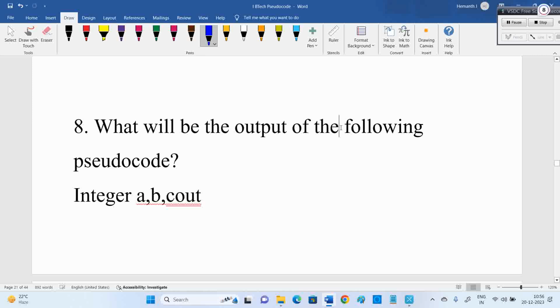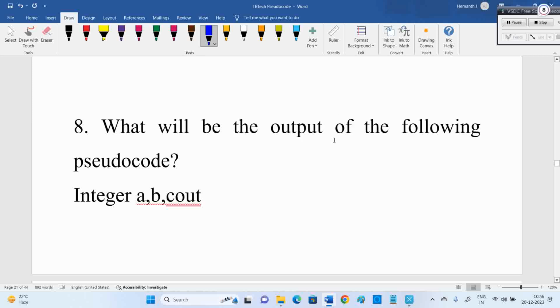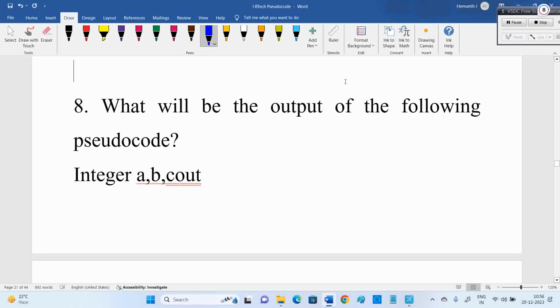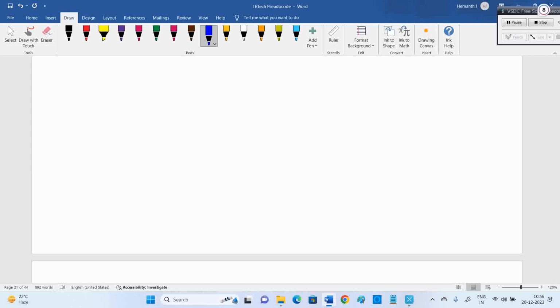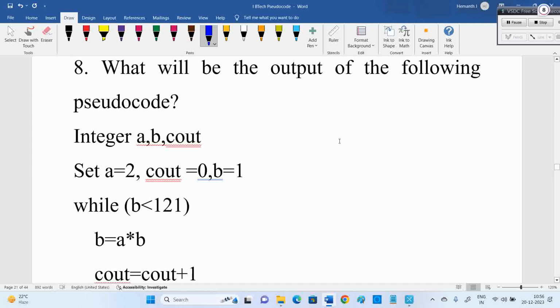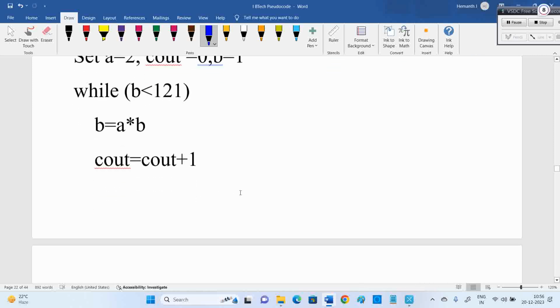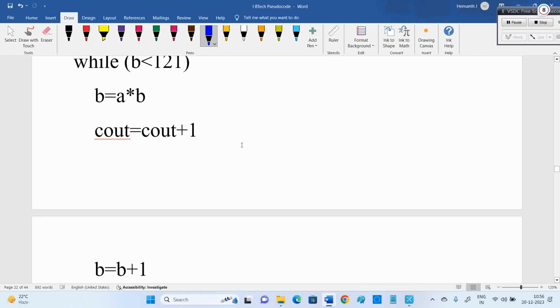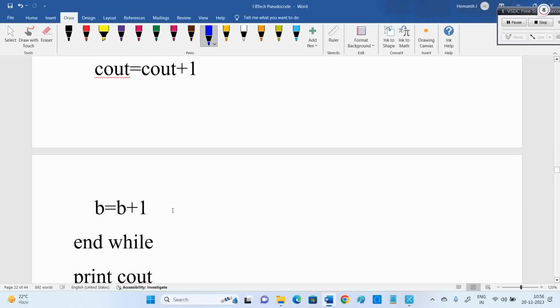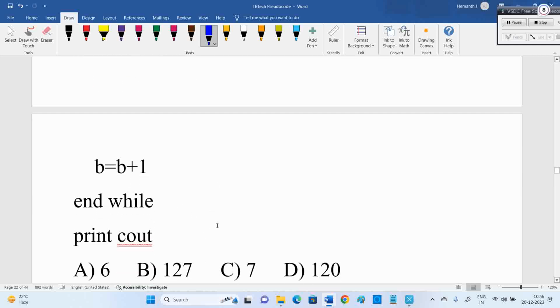What will be the output of the following pseudocode? They given A, B, and C out are the integers. A is 2. A is assigned as 2. B is 1. C out is nothing but 0. Now, they're given a condition: while B less than 121, B equal to A into B, C out equal to C out plus 1, B is increased by 1, and then print C out.